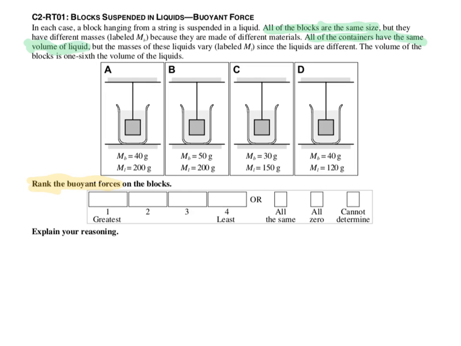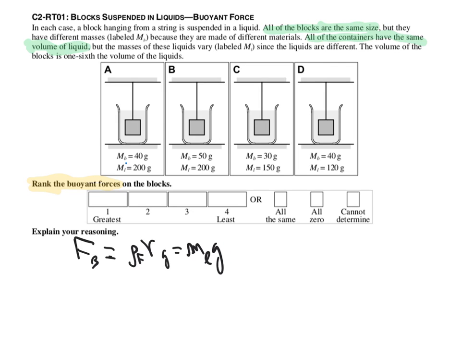So we go back here and we say, well, the buoyant force is the weight of the displaced fluid. So we take the fluid's density times the volume times g, which we can think of as just the mass of the liquid times g. And we see that the buoyant force exactly ranks in the same order as the mass, since everybody has g.